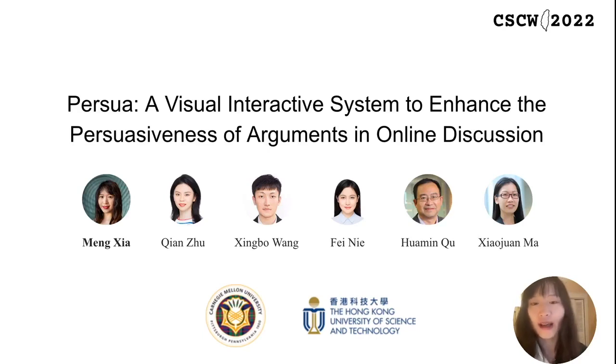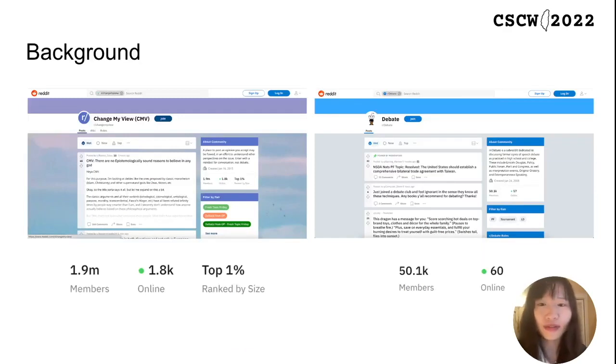In this video, I present our work Persua, a visual interactive system to enhance the persuasiveness of arguments in online discussion. It is very common that people hold different stances on a topic and try to persuade others to change their opinions during social interactions online. We can see a massive scale of interpersonal persuasion on various social media platforms over topics ranging from political campaigns, business pitches to daily issues.